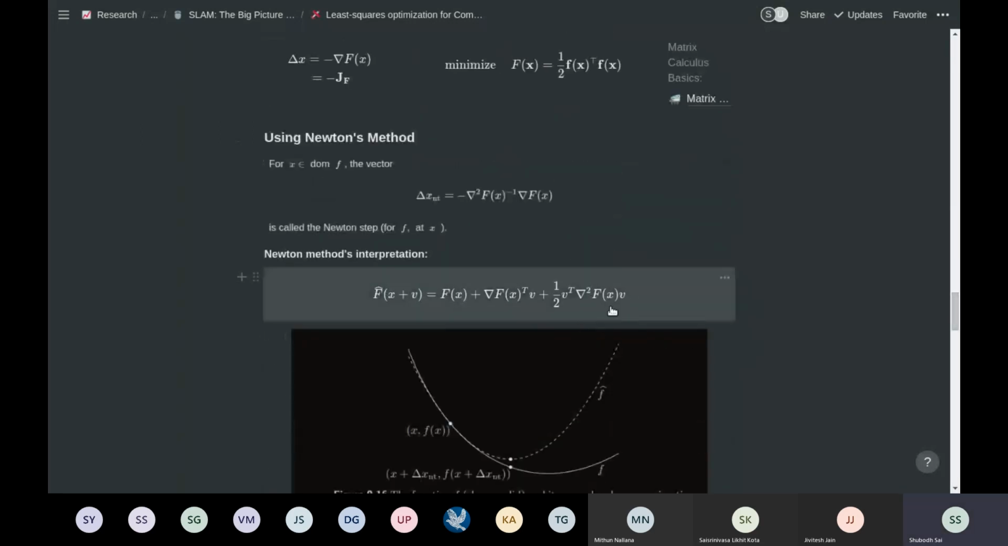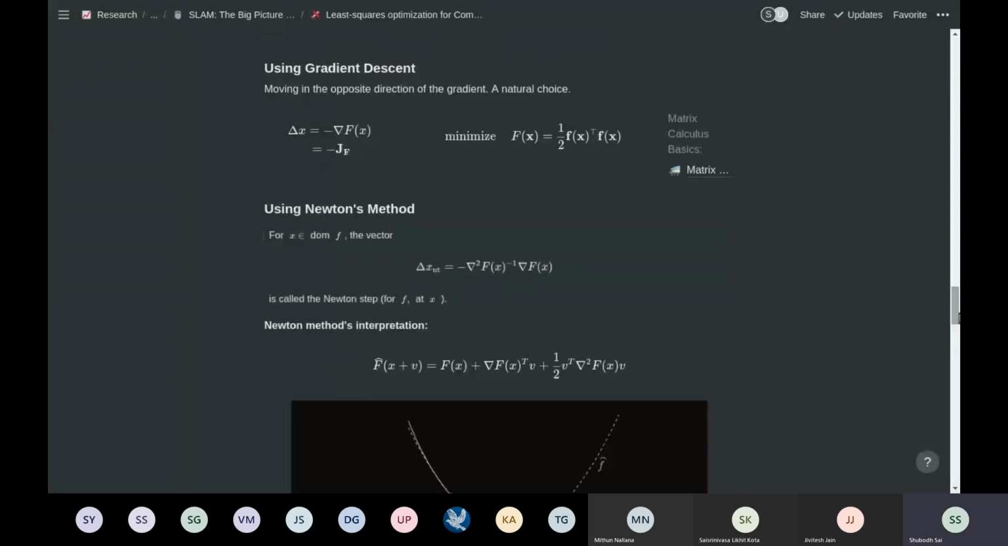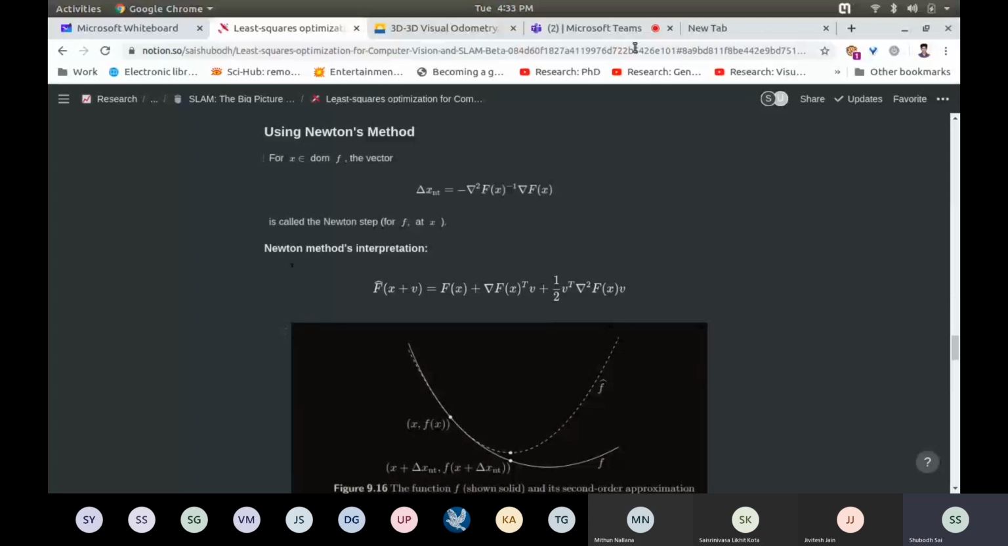And whatever you end up with will always be positive because it's a product of two linear functions. A transpose A is always positive. So applying the same logic, we say it's a convex optimization function. So I take the first derivative and equate it to 0. If you take the first derivative and equate it to 0 and find the value of v or delta x, you'll end up with this. We have seen that. Is that clear? Is Newton's method clear now, if there was confusion before?